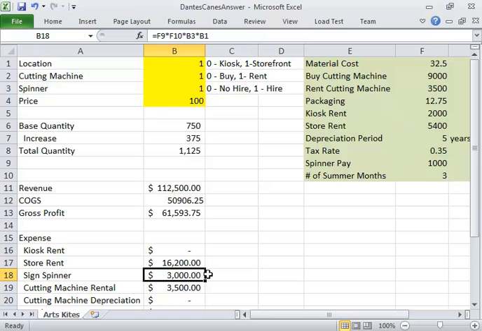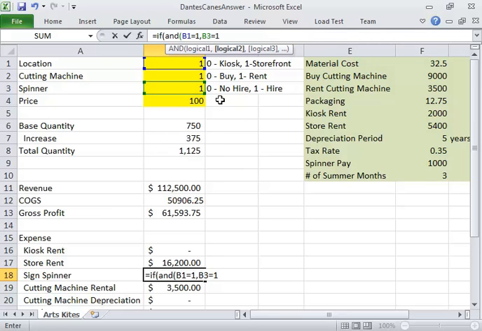And the sign spinner works pretty much the same way. Even if you say you want a sign spinner, it's only allowing you to pay for the sign spinner if you have the storefront, because that just makes sense. So IF AND B1 equals 1 and B3 equals 1, then you are paying the spinner pay times the number of months, else you're paying 0.